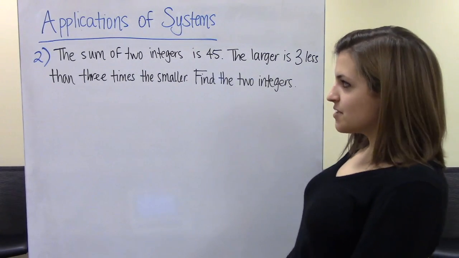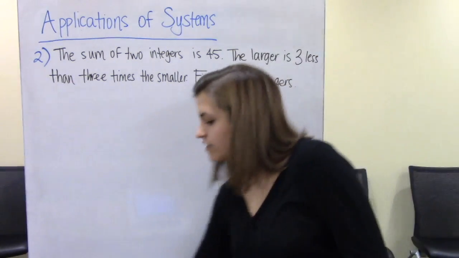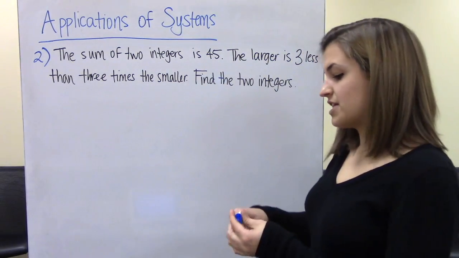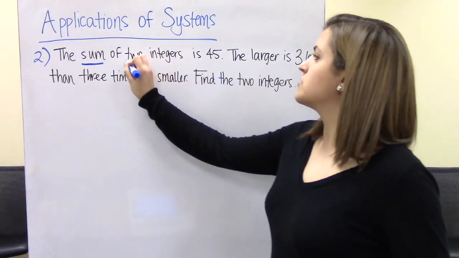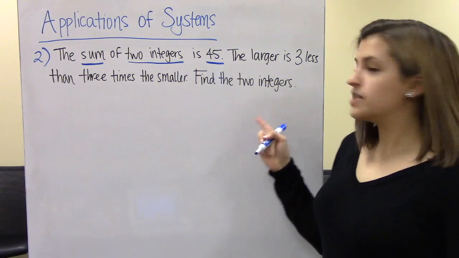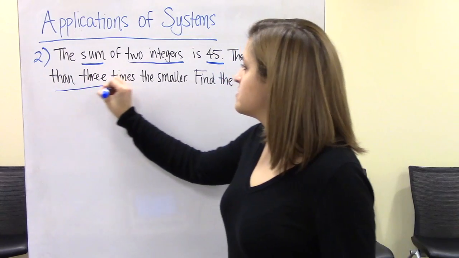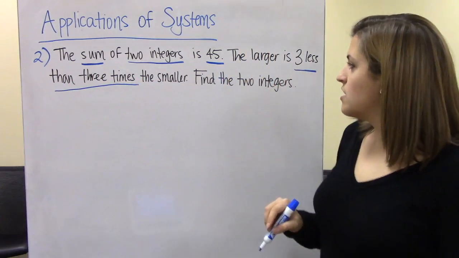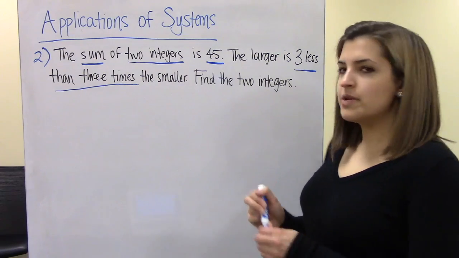All right, so our second problem here is that the sum of two integers is 45. And as I go along, I'm going to underline some important info. So the sum of two integers is 45. The larger is 3 less than 3 times the smaller. Find the two integers. Okay, so what are we asked to find here?